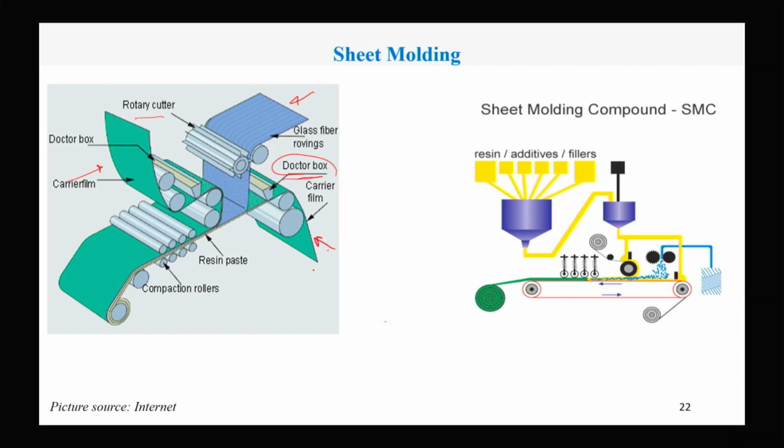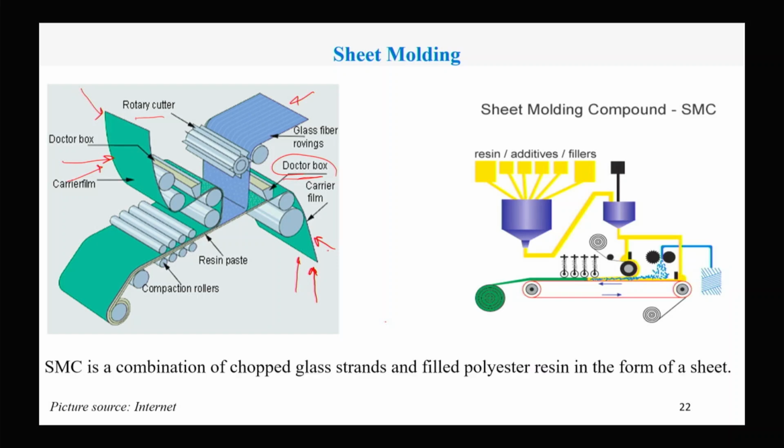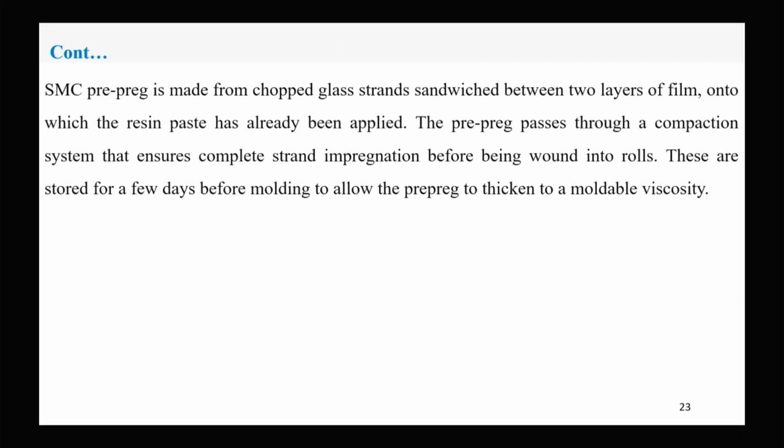and from the bottom this is coming, the top side of this carrier film is impregnated, and from the other side, which is coming from the top, the bottom side here, if you can see, the bottom side is impregnated, and in between the cut fibers, the glass fibers are sandwiched. Chopped glass fibers.